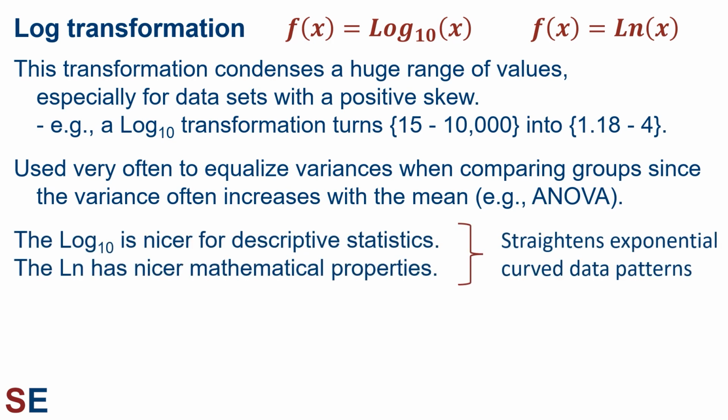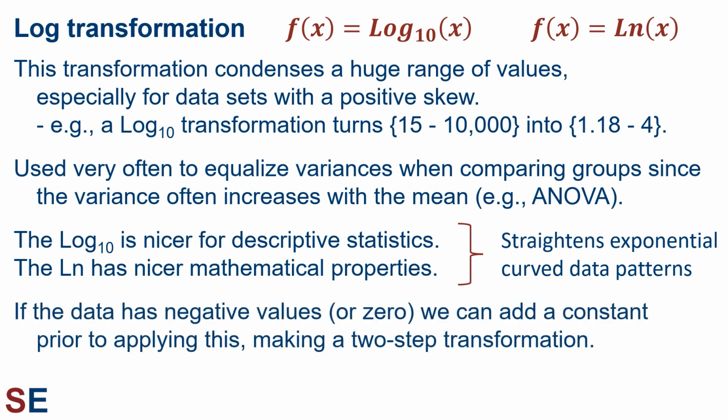There are two commonly used log transformations. The log base 10 is nicer for descriptive statistics, whereas the natural log has nicer mathematical properties. Both are used widely, but the log base 10 is usually better for making figures to show the transformed values. Both of these are equally effective at straightening out curved data patterns in XY plots where the curve is due to an exponential process. Logarithms are undefined for values of 0 or less, so if the data has negative values, or 0, we can add a constant big enough to make all the values positive prior to applying the log, making a two-step transformation which is still reversible with exponentiation followed by subtraction.